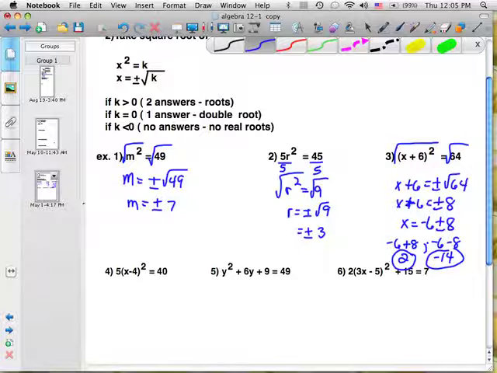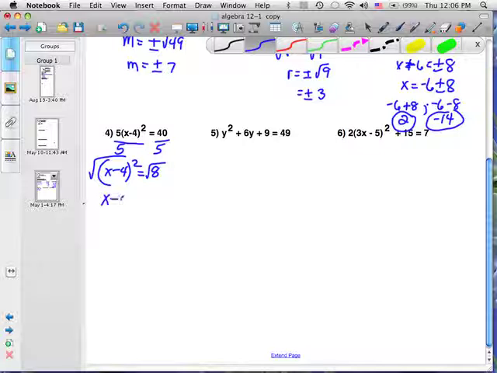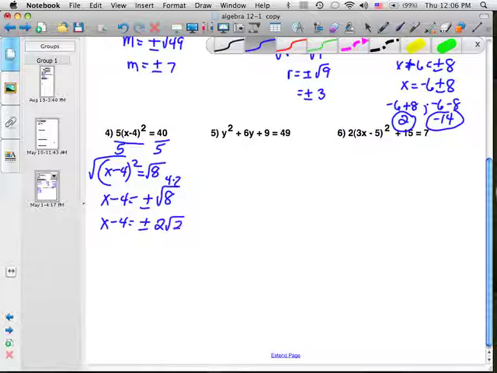Number 4, we first have to isolate the perfect square, so we divide by 5, and we get x minus 4 quantity squared equals 8. We take the square root of both sides. We get x minus 4 equals plus or minus the square root of 8. So x minus 4 equals plus or minus perfect square, and there is 4 times 2, so we take that out, 2 radical 2. Add 4 to both sides, we get x equals 4 plus or minus 2 radical 2. And unless they say to approximate, we'll leave the answer as that.